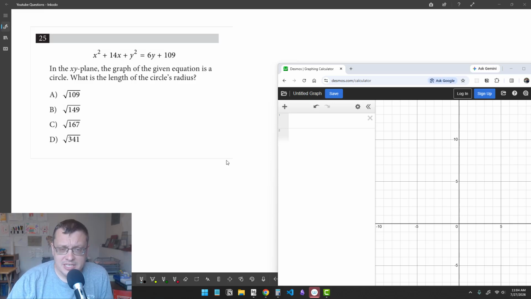Number 25 is quite Desmos-able, so I will show you that approach first, but then I'll show you how to do it by hand, because as I always like to say, it's important to be flexible. It's important to know how to tackle these problems in various ways, just in case Desmos is not as viable on a problem. It just makes you a better problem solver.